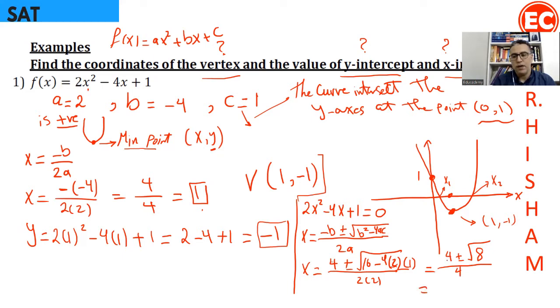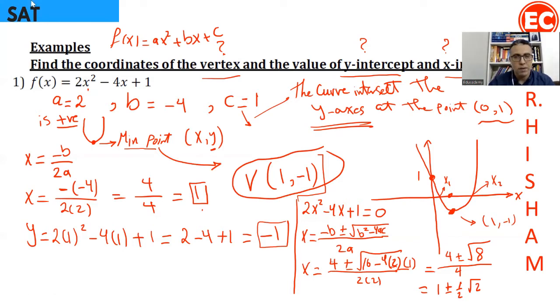So it's 4 divided by 4 is 1, plus or minus root 8 divided by 4, so it's going to be 2 root 2 over 4, so half root 2. So it's 1 plus or minus half root 2. It's not necessary, as I said, in all questions to figure out the values of x1 and x2, the intersection points with the x-axis. But it's very important to find the y-intercept and the vertex, and to define if the vertex is minimum or maximum.